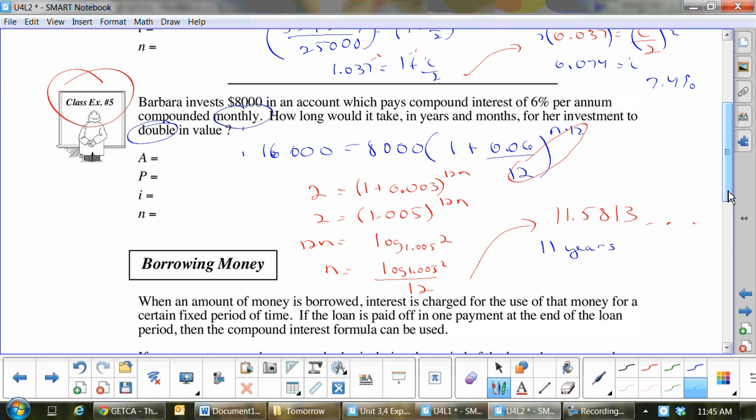6.96. Now, 6.96 months, would it double? No. 7 months. Okay? So that would be 11 years, 7 months. Or, like we heard, it can also be 139 months, right? Total months.